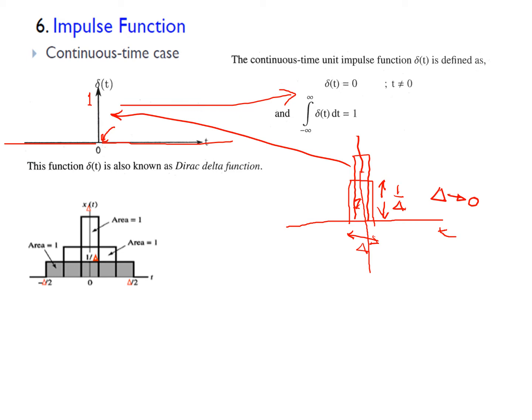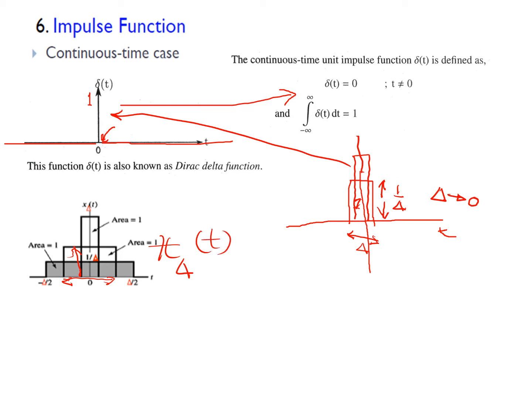If I reduce the width, say up to here, this is the new width, then to keep the area 1, the height has to increase, isn't it? Similarly, if I keep on reducing the width, the height has to increase so as to keep the area 1. So finally when the width becomes 0, the height becomes nearly infinity, so that the area remains 1. So now I am calling this function the delta function, x delta t, a function of time.